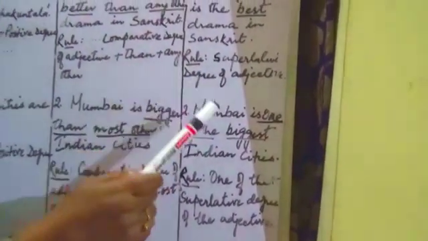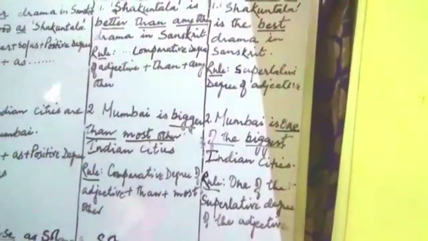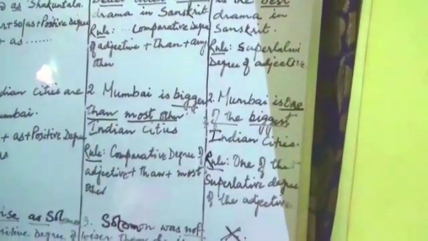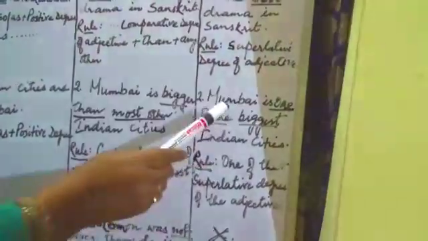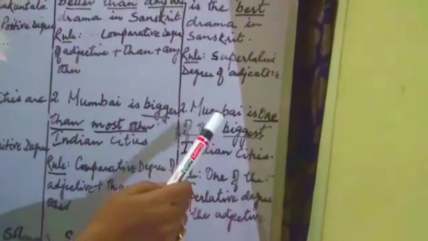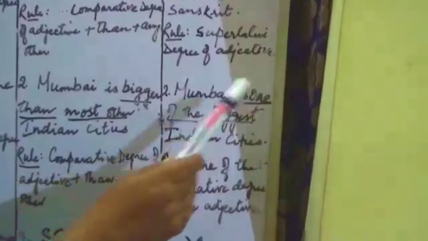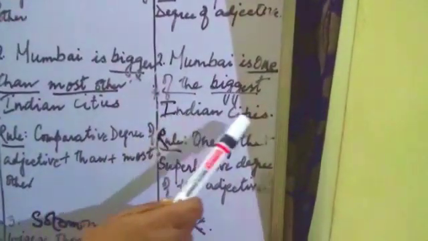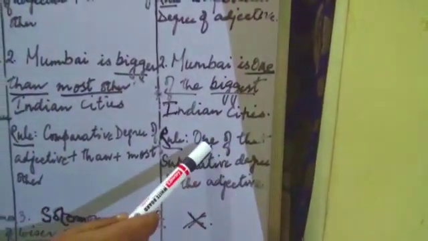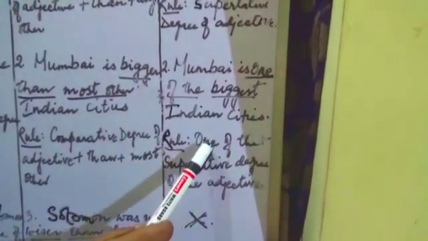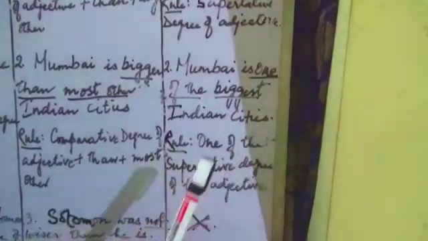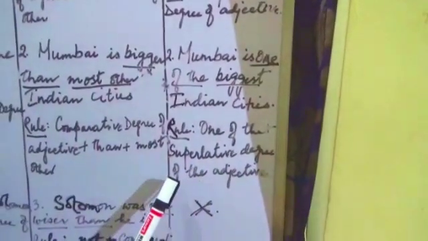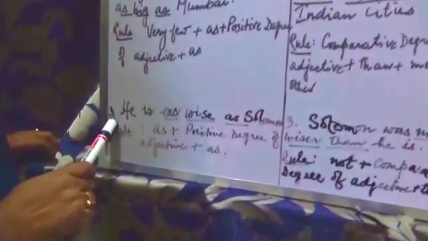It is not saying that Mumbai is the biggest, but there are many other cities which are big and Mumbai is one of them. So Mumbai is one of the biggest Indian cities. And what have I done? I have used one of the plus the superlative degree of the adjective.